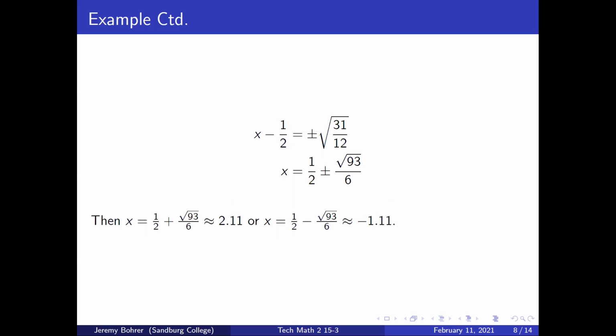Then x minus 1/2 equals plus or minus the square root of 31/12. So x is equal to 1/2 plus or minus the square root of 93/6. Then x equals approximately 2.11 or approximately negative 1.11.